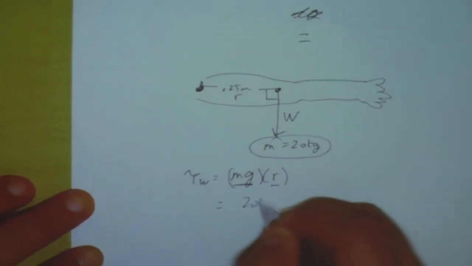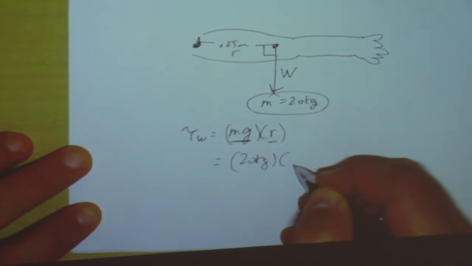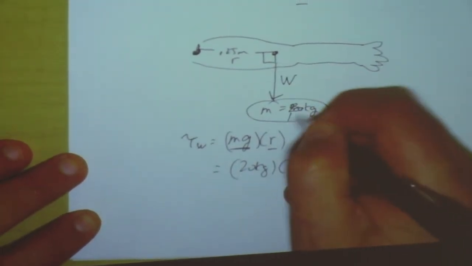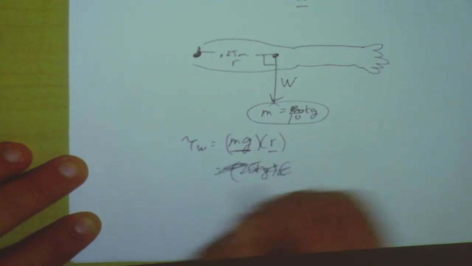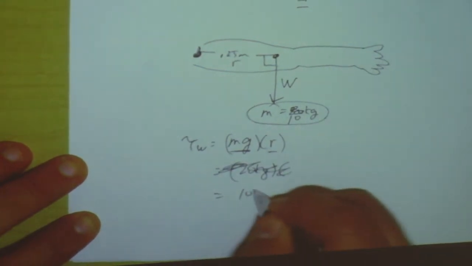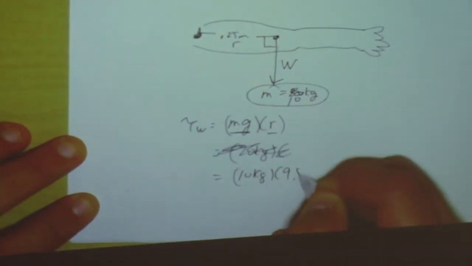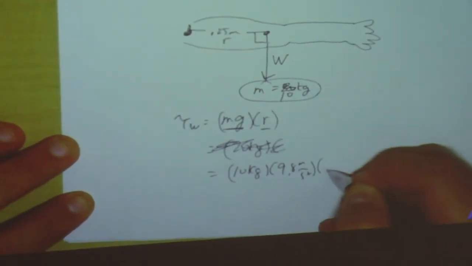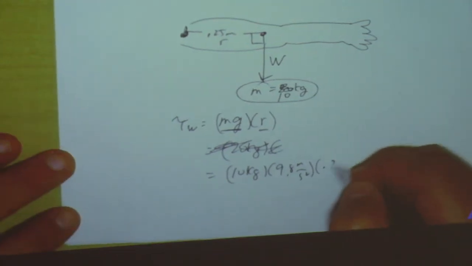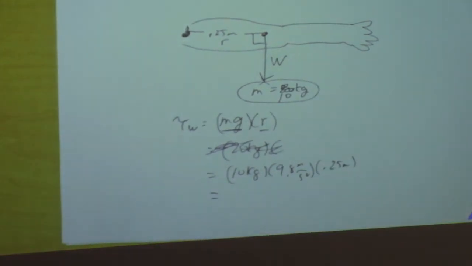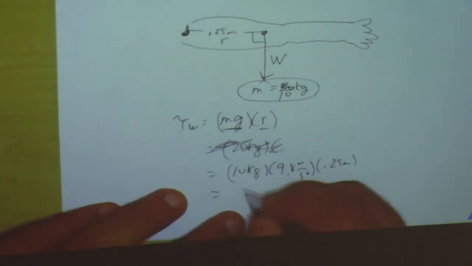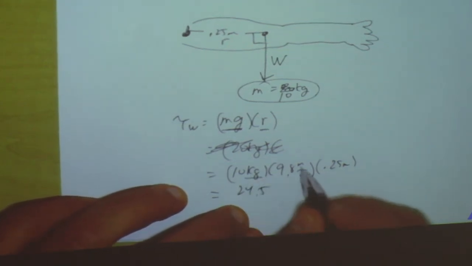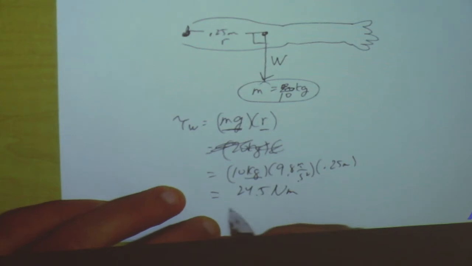So 20 kilograms. Actually, 10 kilograms, right? That would be 20 pounds. So 10 kilograms, 9.8 meters per second squared, and then the distance from my shoulder to where it's acting, 0.25 meters. So whatever this turns out to be. 10, 9.8, and then 0.25. Yeah, so I get actually 24.5 kilogram meter per second squared. That's a Newton times a meter.